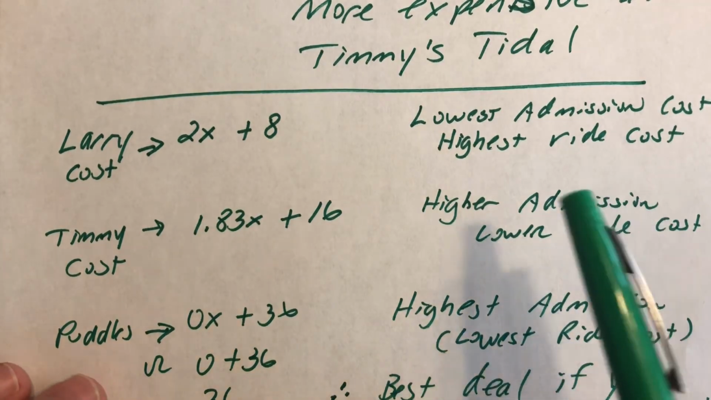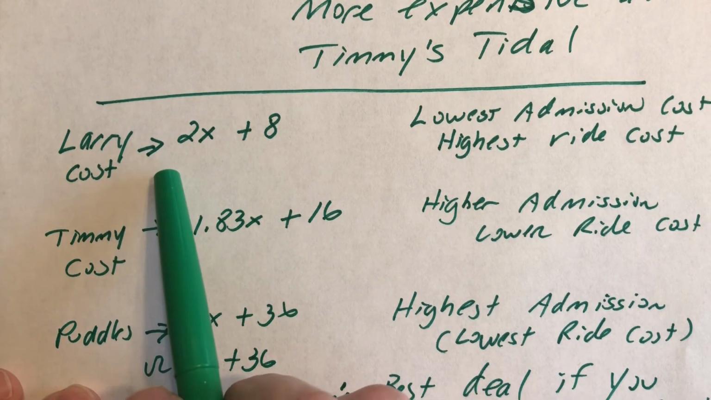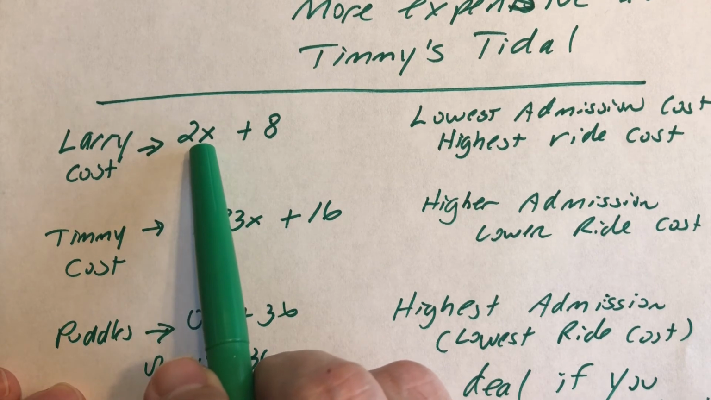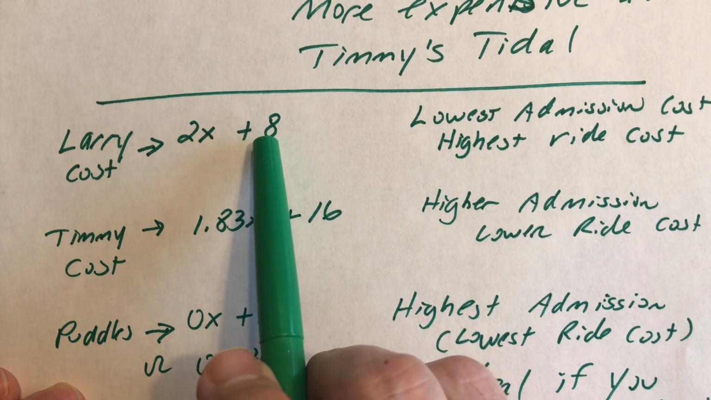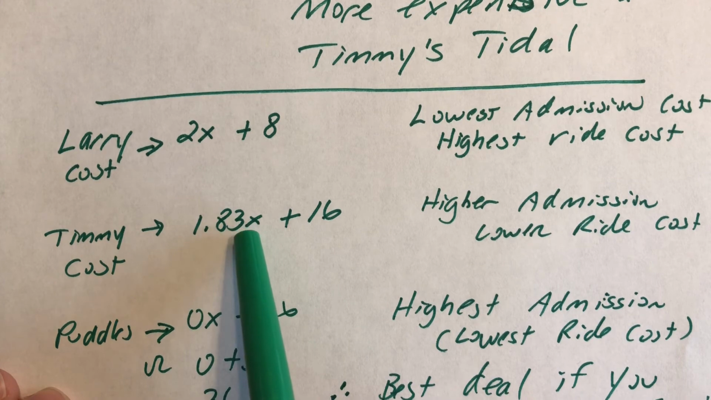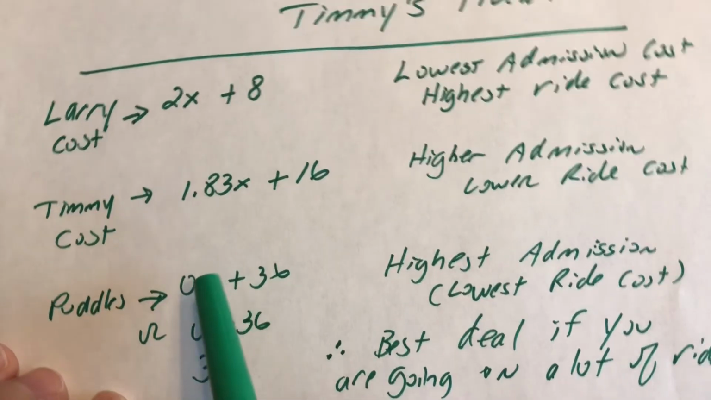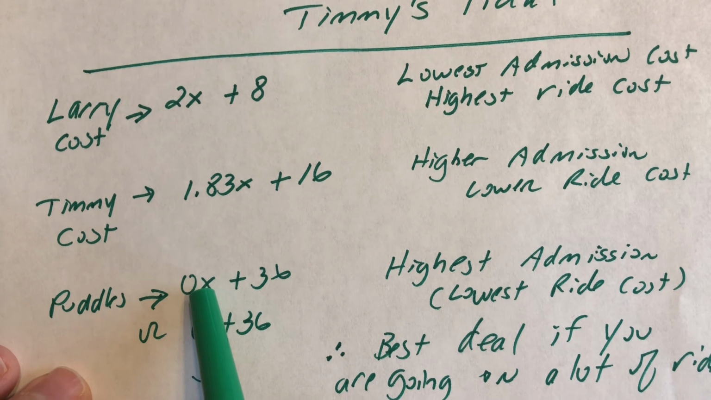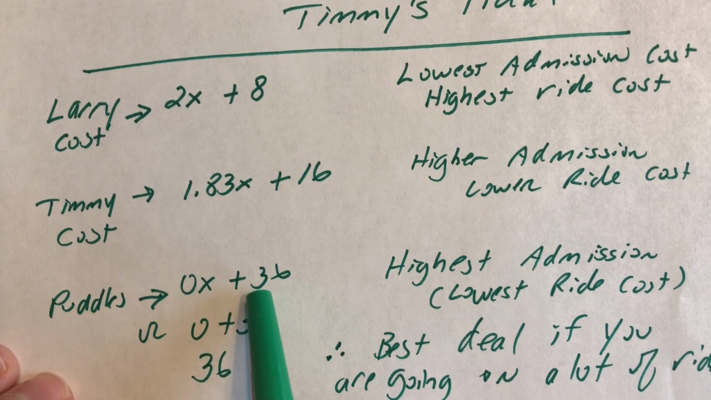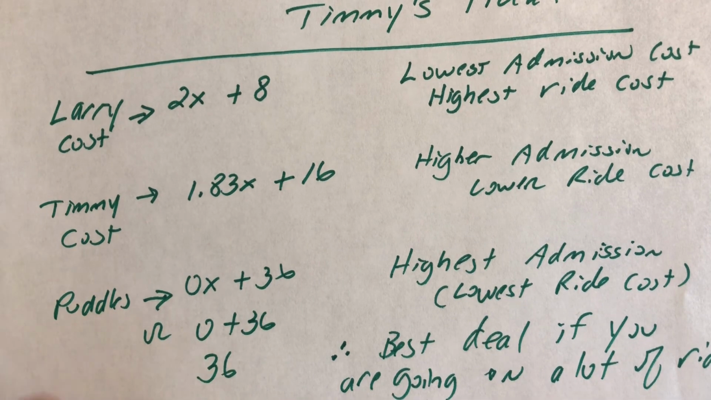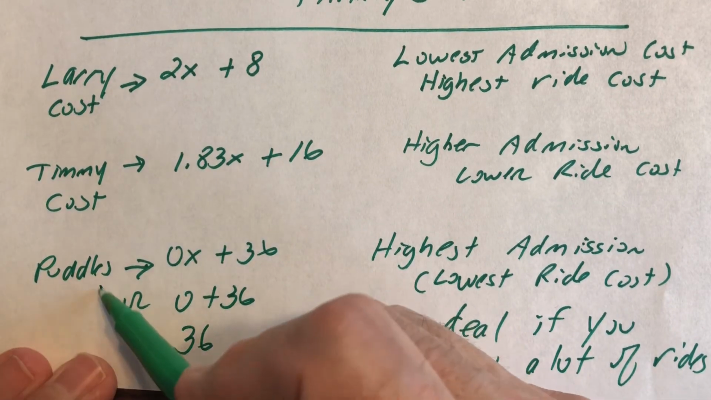All right, so here's my work for C. I got the 3 water parks, right? Here's Larry's cost. Remember the equation. It was $2 for each ride times X, the number of rides you go on, plus 8, and that was the $8 admission cost. For Timmy's, it was $1.83 per ride times X, the number of rides, plus the $16 admission cost. Now for Puddles, for the cost equation, you're going to say $0 per ride because there wasn't any cost per ride, plus your $36 admission charge. That would simplify: 0 times x is 0. So for Puddles, you can just represent that as $36, okay?